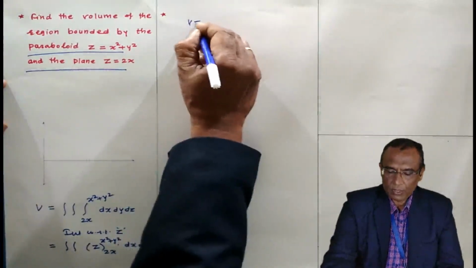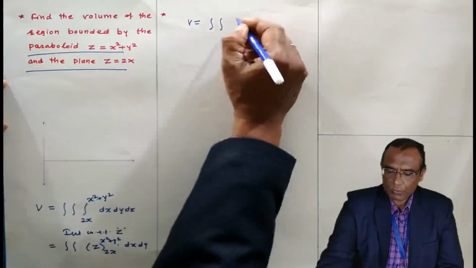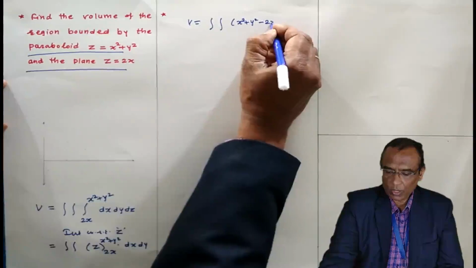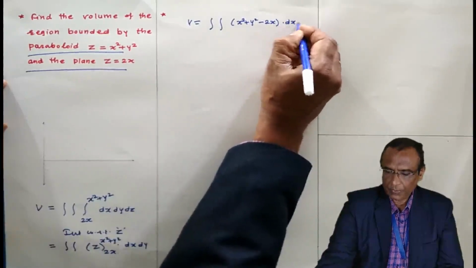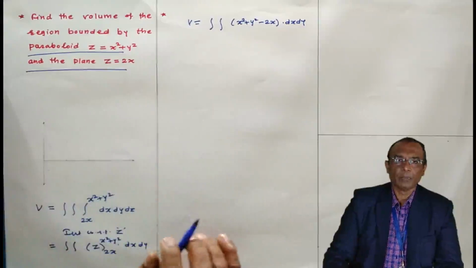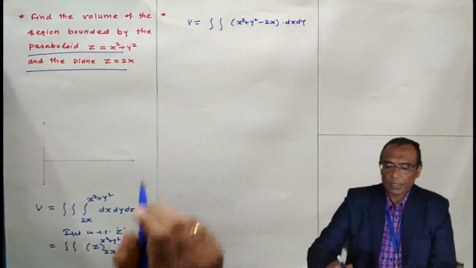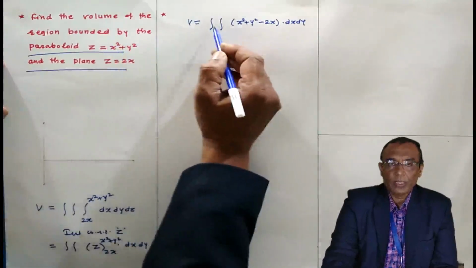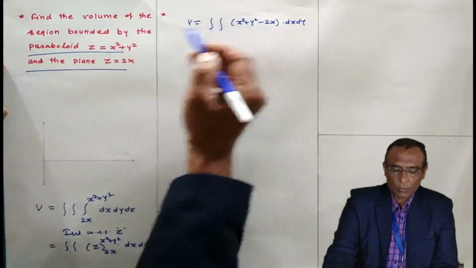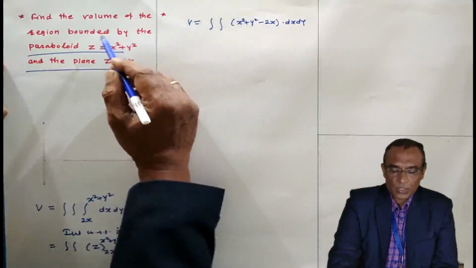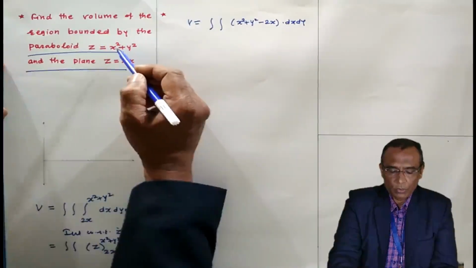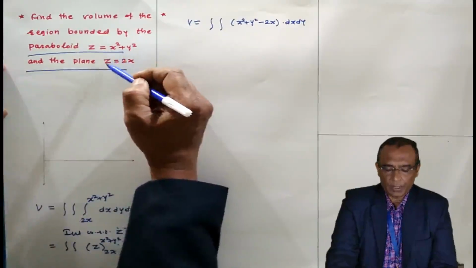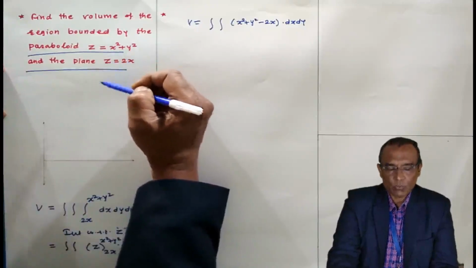Then V is equal to the double integral of, put z equal to the upper limit x square plus y square, minus the lower limit, dx dy. Now this double integral I am going to solve. So how to solve the double integral? On which region are you going to solve it? We are evaluating this double integral on the projection of the region common to the paraboloid and the plane. The region is bounded by the paraboloid and the plane, and I want its projection on the xy plane.